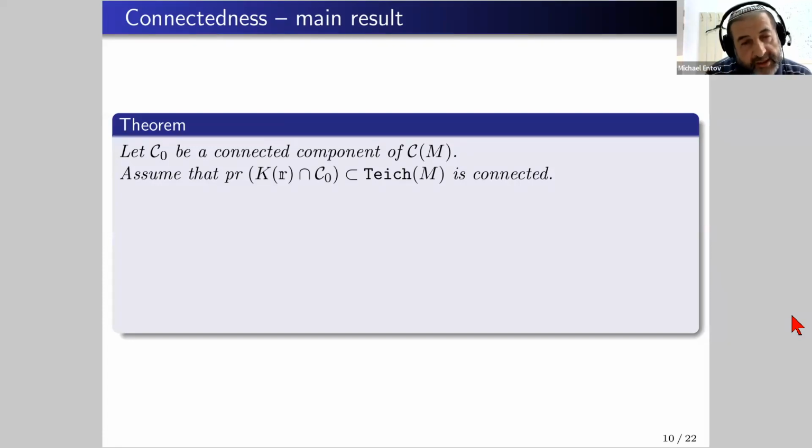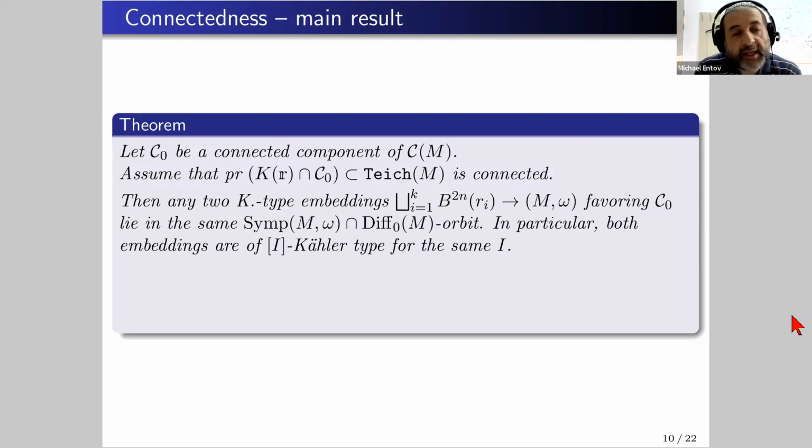And then I project this set to the Teichmuller space. And I want the projection to be connected. So if the intersection itself is connected, of course the projection will be connected, but here I require something weaker. And it's enough. Okay, the projection is connected.